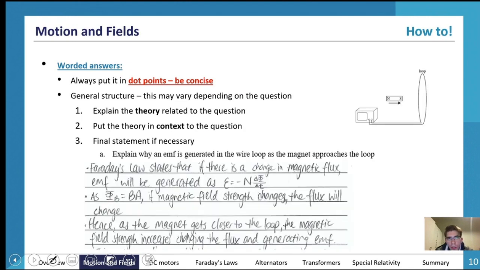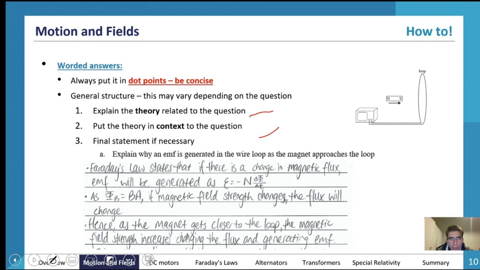Now, worded answers are something else that you need to be wary of. Always put them in dot points and you need to be concise. I would say explain the theory and put it back in the context are the two main ones. You can make a final statement if necessary, but talking about the theory in general and then applying it to the context of the question is really, really important.